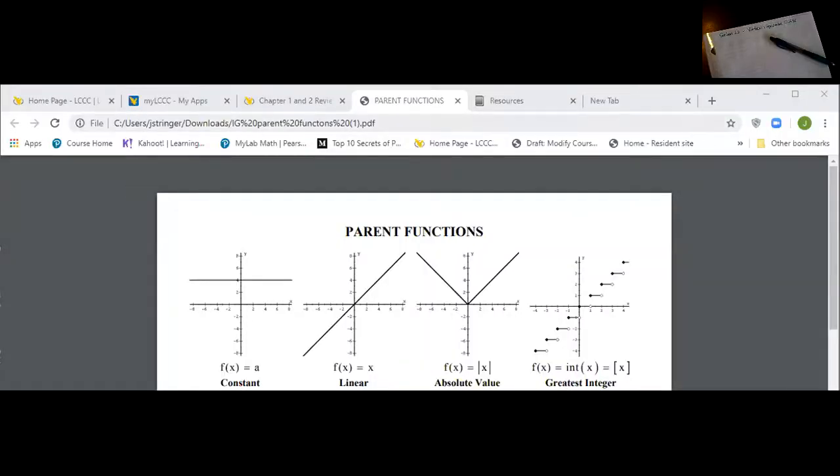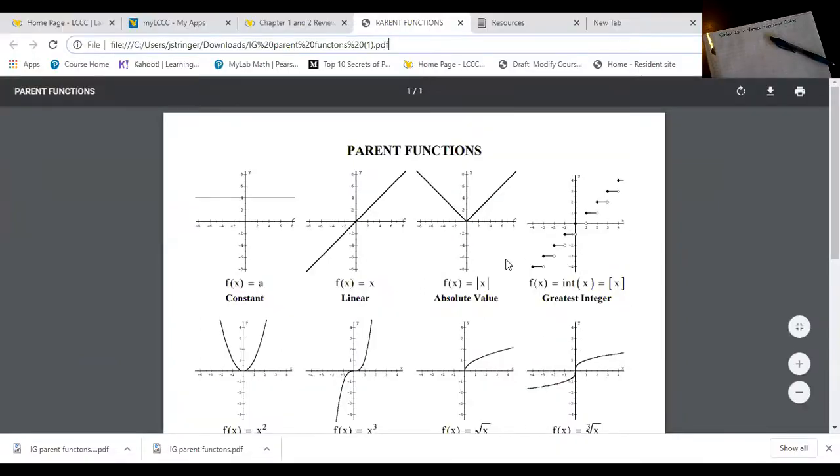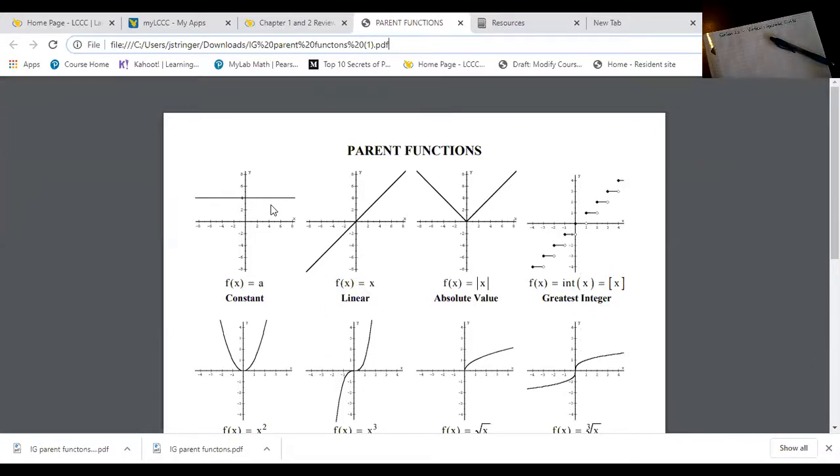Let me pull it up here. And so these are parent functions. Here is a constant. We know that's just a horizontal line that has a slope of 0. But here is a parent function for a linear. This is just where we begin, a simple y equals x linear equation. And then we can write it as f of x equals x, since we're talking function now, and we can write f of x equals x plus 2.